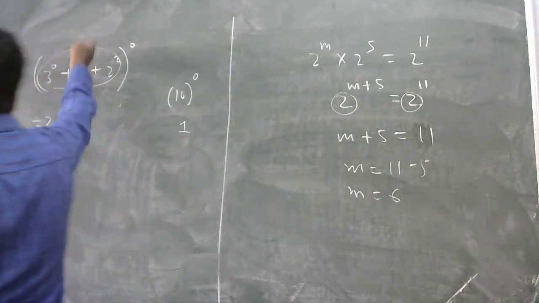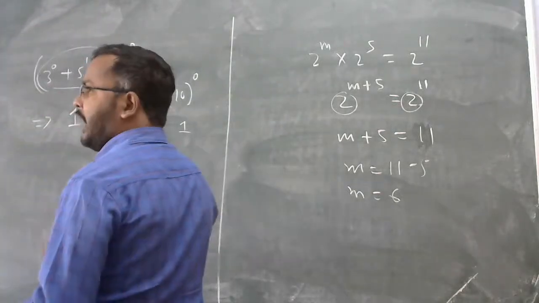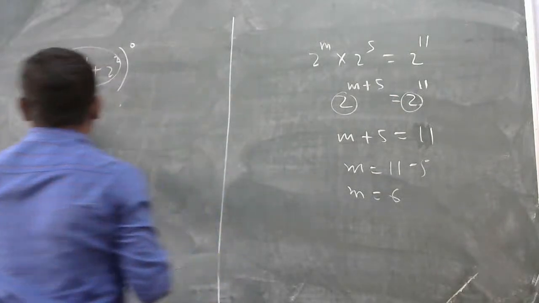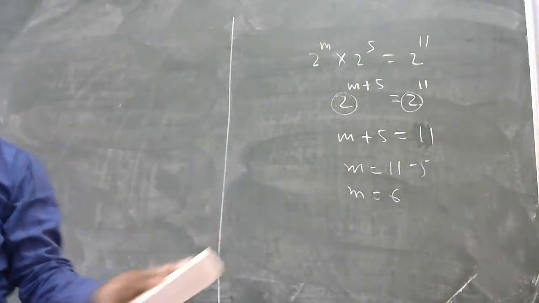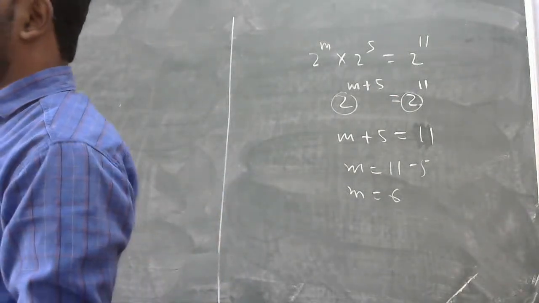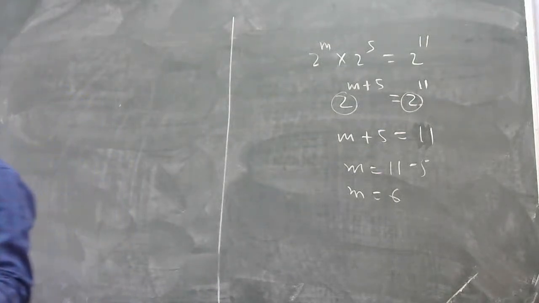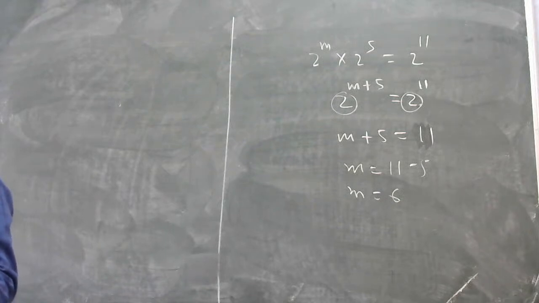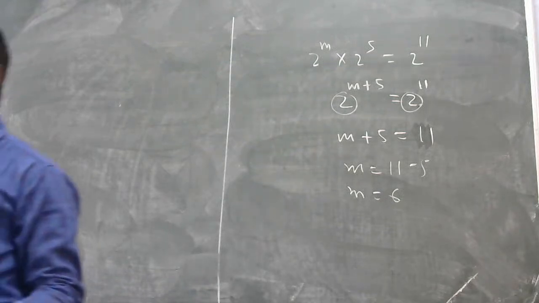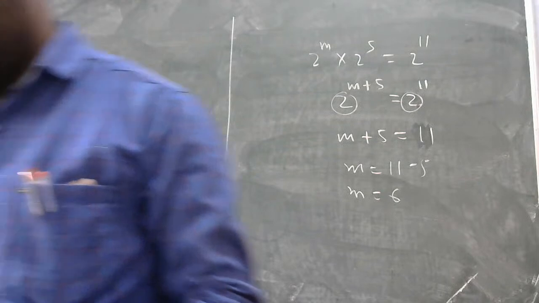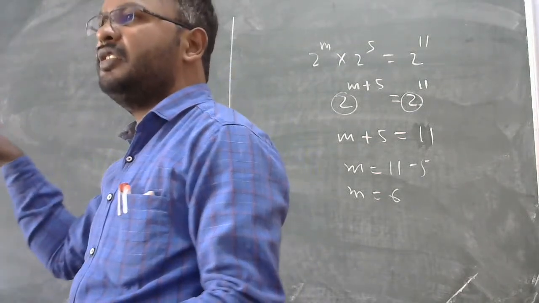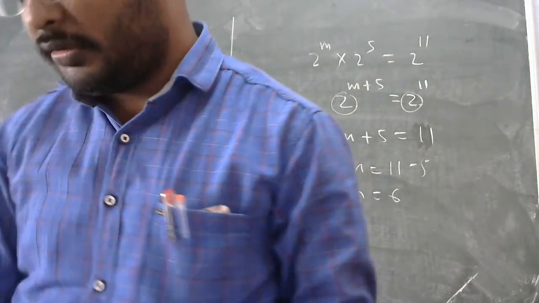If you want, you can solve it, otherwise you can find the answer directly. If it is a 1 mark question, you write the direct answer, no need to solve. If it is in an MCQ, you don't have to solve it. If it is in fill in the blanks, you write directly. In true or false, you don't have to do anything, just write true or false. And if it is a 2 marks question, then you have to show the calculations.